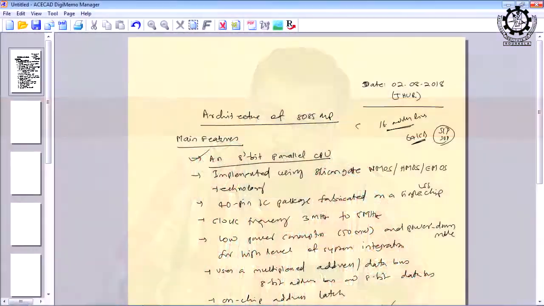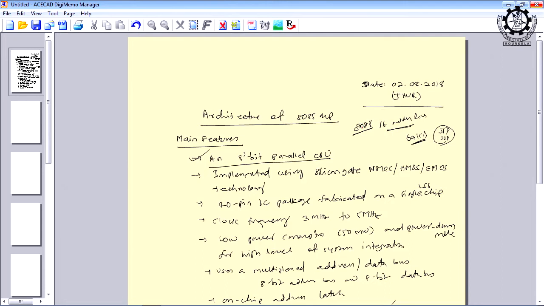Am I clear? For example, the microprocessor 8088, which is the first microprocessor used in the digital computer. When the digital computer came to the market, the first microprocessor was 8088, which is somewhere in between 8085 and 8086. Okay. So, its ALU capability is 16 bits, but data bus size is 8 bit.